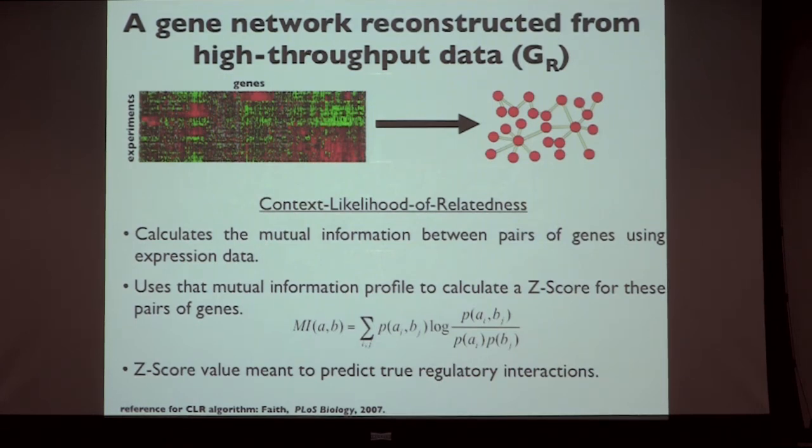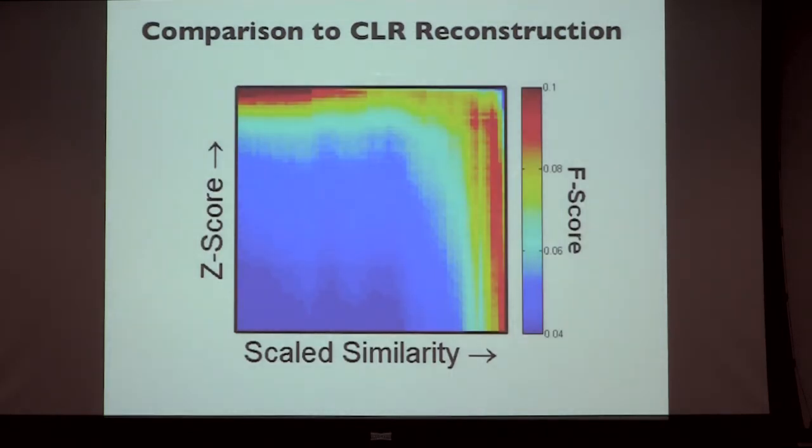And it applies a z-score metric to evaluate the statistical significance of this mutual information. And it turns out that neither of these methods is very good, but they do give you some information.